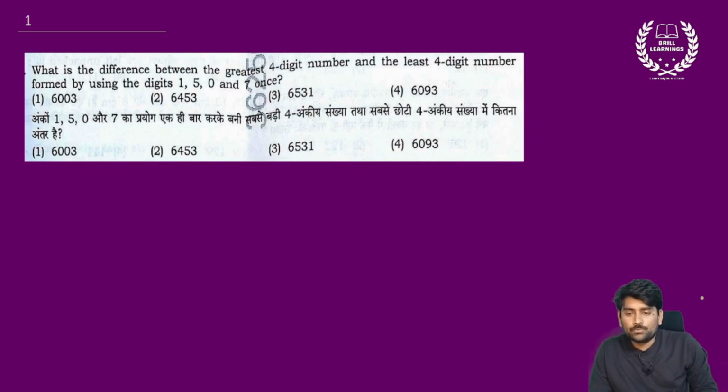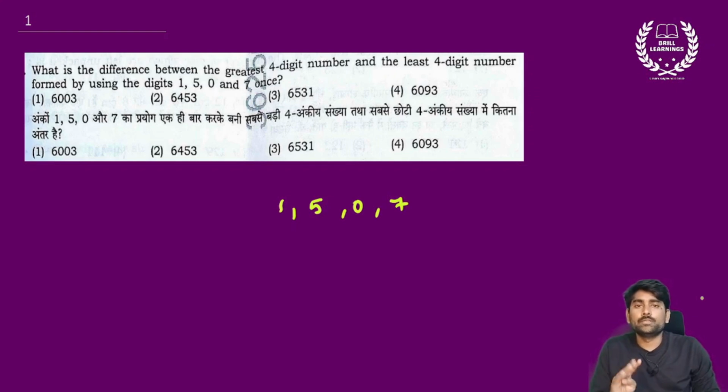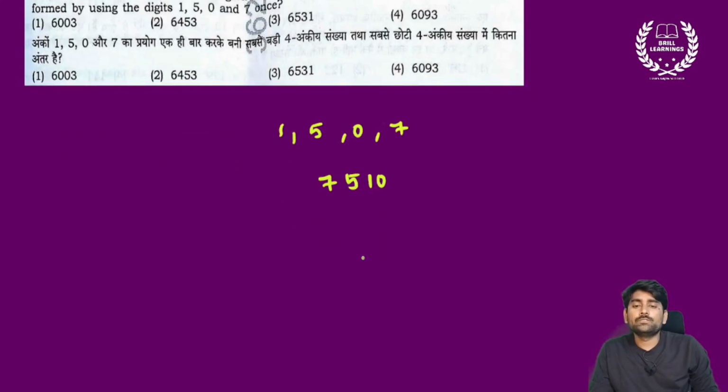Okay. So they have given 1507. These are the 4 numbers. In order to get the greatest 4-digit number, just arrange them in descending order. Okay, 7, 5, 1, 0 and reverse it. But if I reverse these numbers, it will become a 3-digit number. That is why I'll first write 1 here and then 0, then the decreasing order. So this is our least 4-digit number.